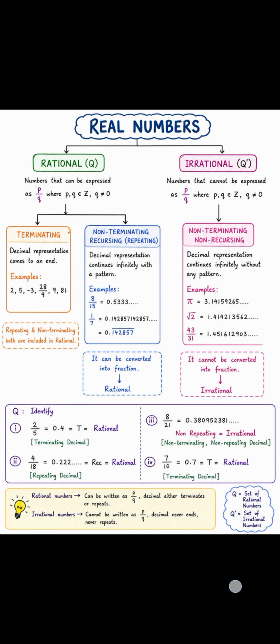The next one is 8 by 21. Now what is 8 by 21? When we divide 8 by 21, we get the answer 0.38095. See, now the pattern is not repeating. When the pattern is non-repeating, this is called non-repeating, non-terminating, so this is called an irrational number. Again we have an example, 7 by 10. We get the answer 0.7. 0.7 means we get the remainder 0, so this is called a terminating or rational number.